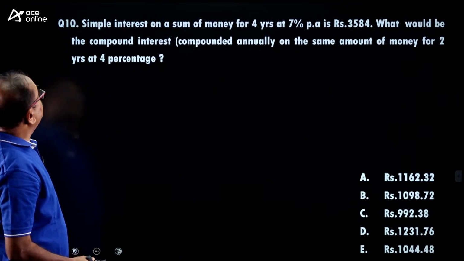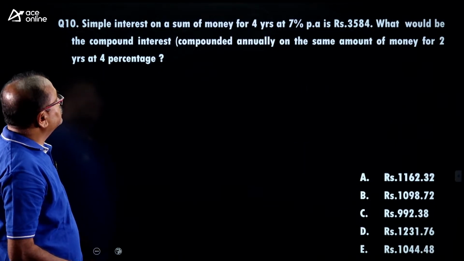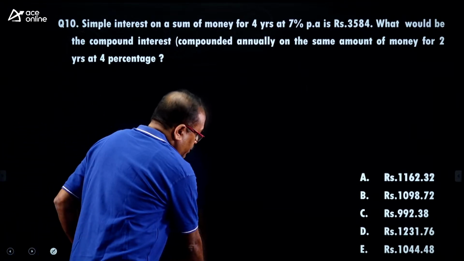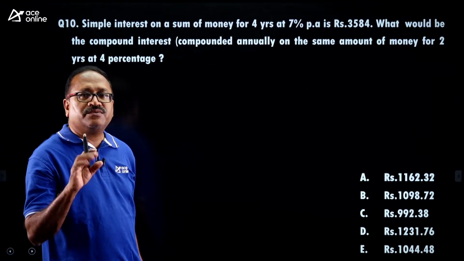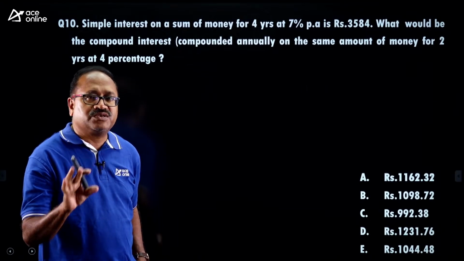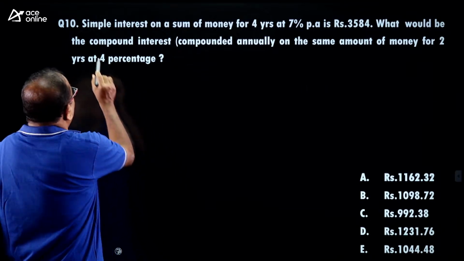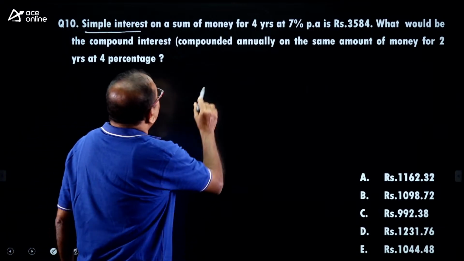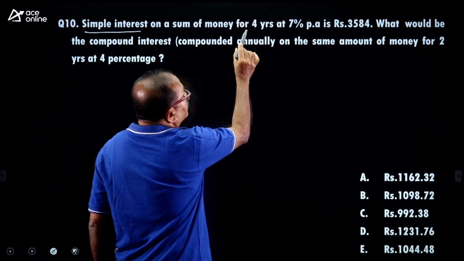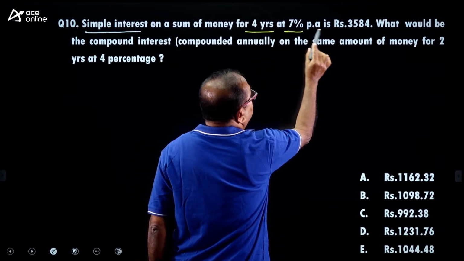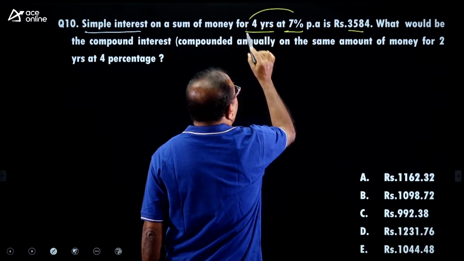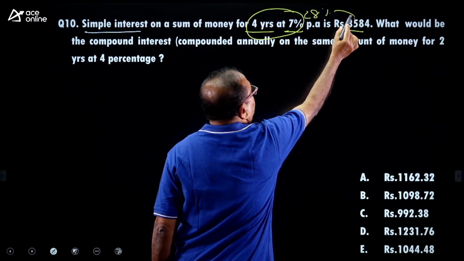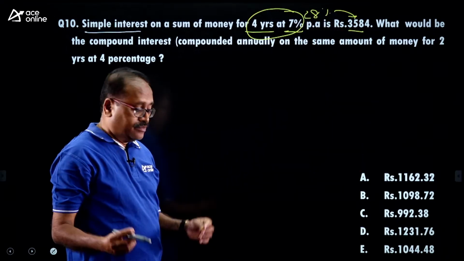And your next question is this. Looks interesting. What is it? And whichever question we answer, we will use the best possible method. Okay. Simple interest on a sum of money for 4 years at 7% per annum is this one. 4 times 7 is 28. That means this is 28% of the principal.